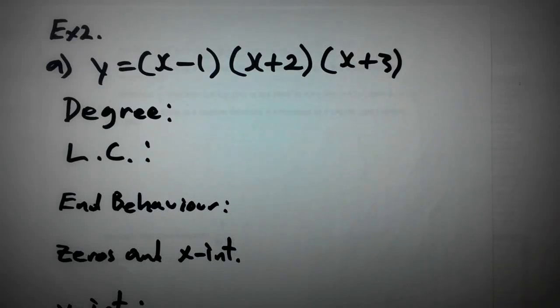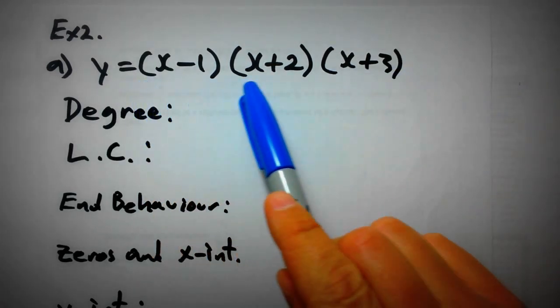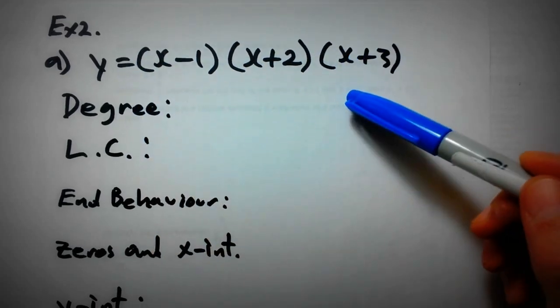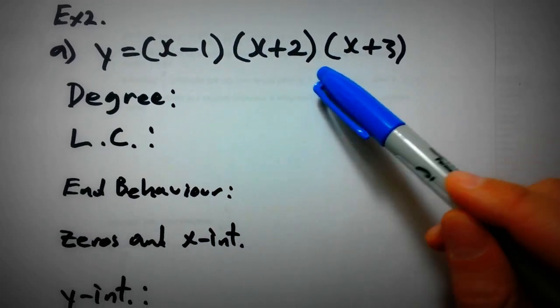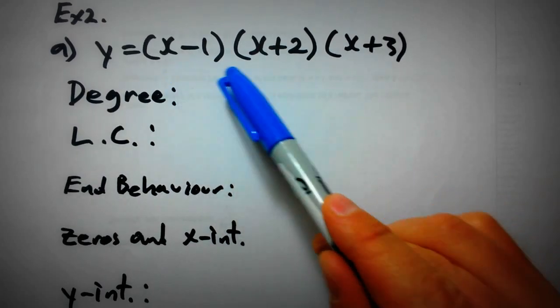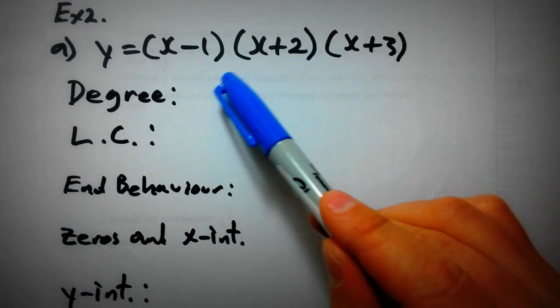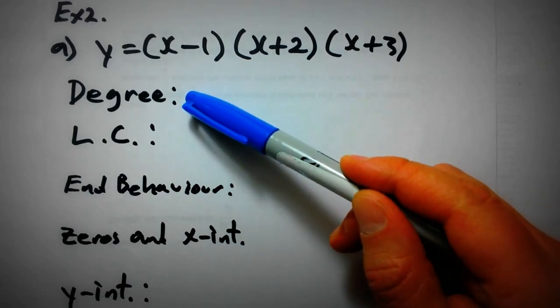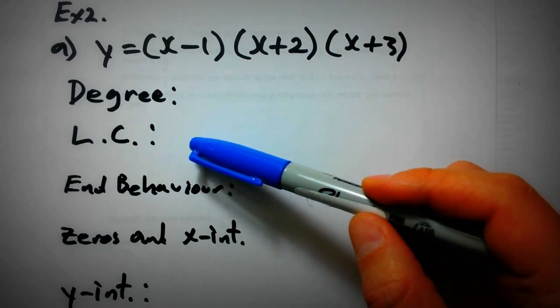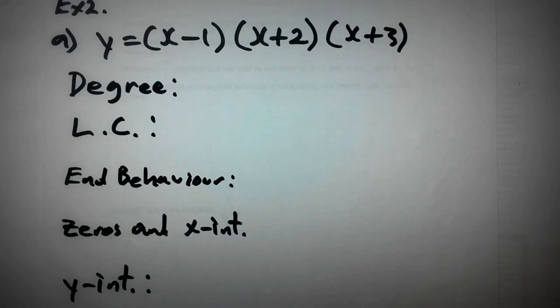Example 2 on your handout says the following: sketch the corresponding graph for each of the given polynomial functions. So they give us this function, and in order to sketch this function, what we need to do is figure out the degree, the leading coefficient, in other words, to get an idea of how this function behaves. So we need to collect the degree, the leading coefficient, the end behavior, zeros and x-intercepts, and y-intercept.